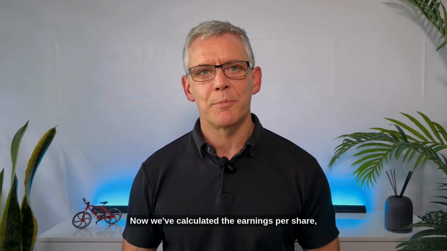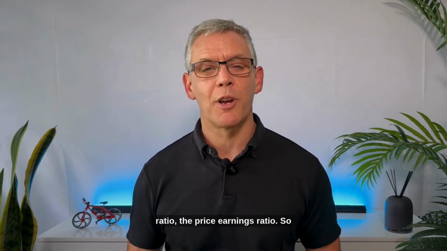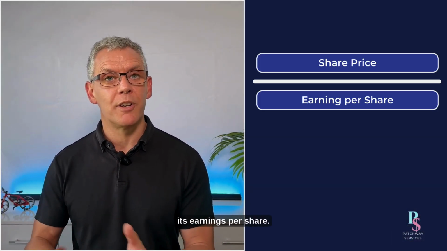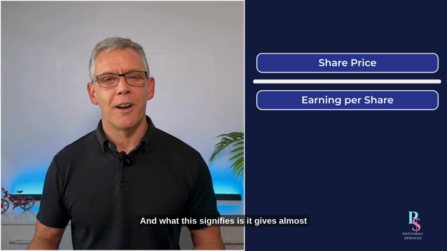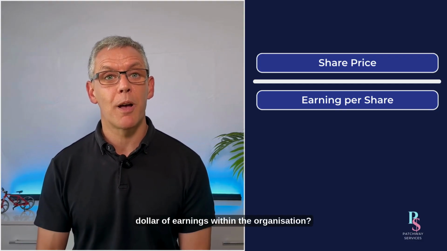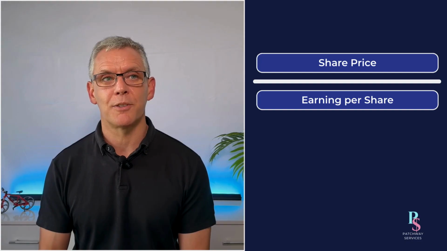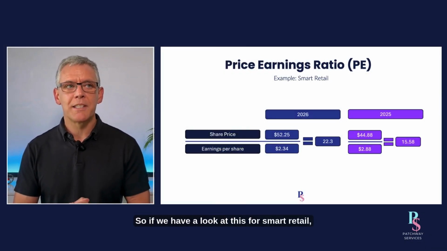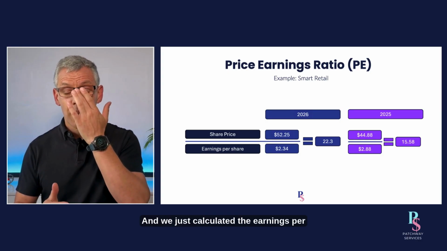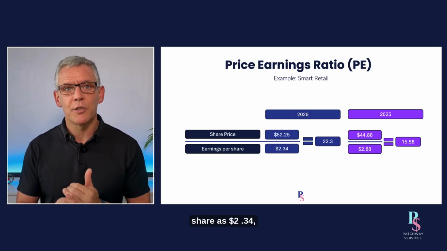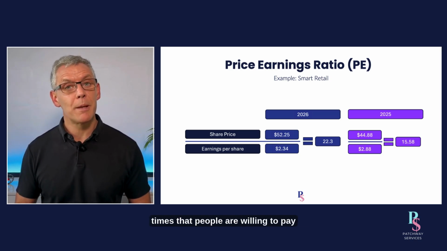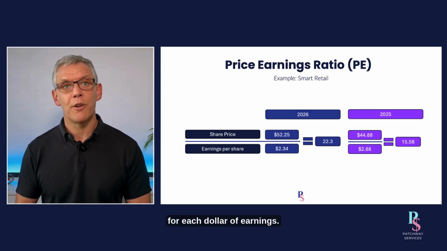Now we've calculated the earnings per share, we can have a look at the PE ratio, the price earnings ratio. So this is taking the company's share price divided by its earnings per share. And what this signifies is almost an investor confidence. How much are investors willing to pay for each dollar of earnings within the organization? So if we have a look at this for Smart Retail, we can see that currently the share price is $52.25. And we just calculated the earnings per share as $2.34, which means that there's a multiple of 22 times that people are willing to pay for each dollar of earnings.